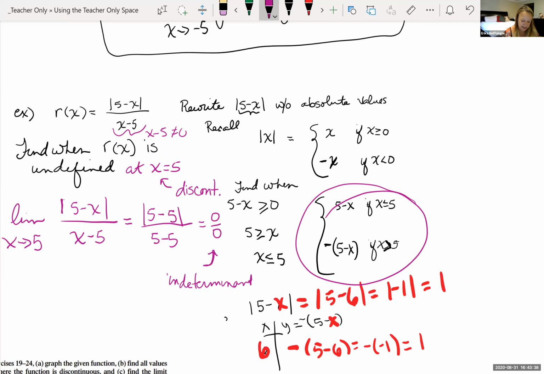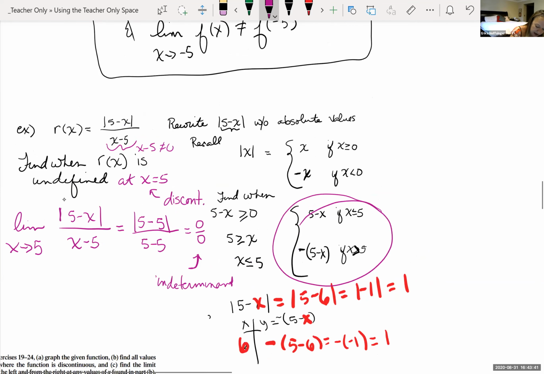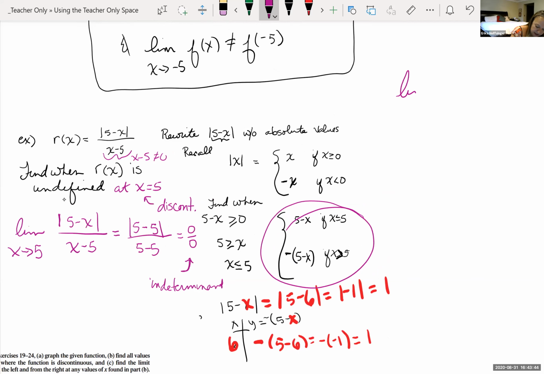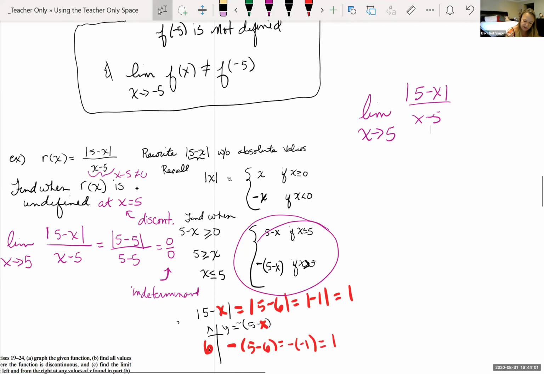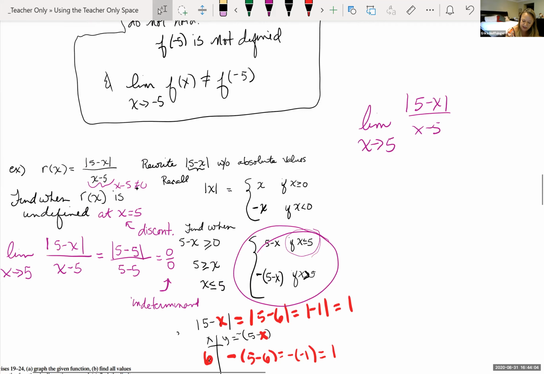So technically, the limit as x approaches 5 of the absolute value of 5 minus x all over x minus 5 depends on which side I'm coming in on. If I'm coming in on the left-hand side, that means my numbers are less than 5, then I would be using this equation. So the limit as x approaches 5 on the left, x is less than 5, we use this equation.